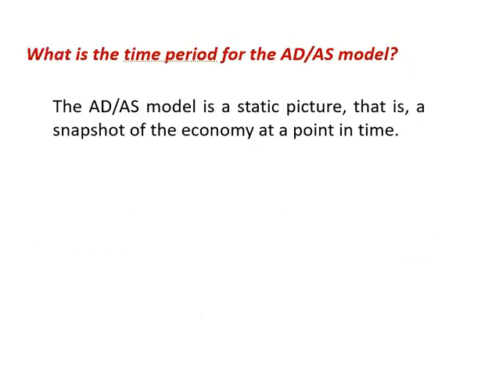What is the time period for the AD and AS model? The model is a static picture, that is, a snapshot of the economy at a point in time. There is no dynamic here, just a status check, so to speak. However, there is assumed an adjustment process between aggregate demand and supply, within a given time period, to produce an equilibrium. The adjustment to yield that equilibrium between aggregate demand and supply is assumed to occur in the very short run.